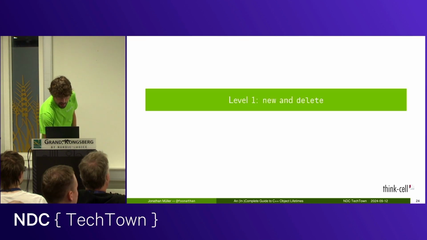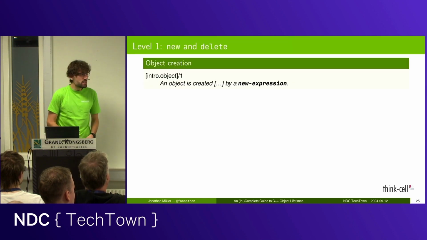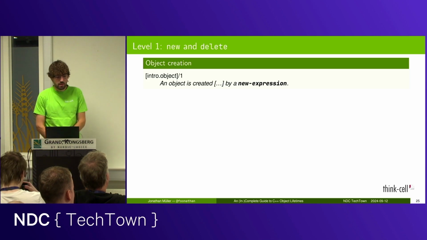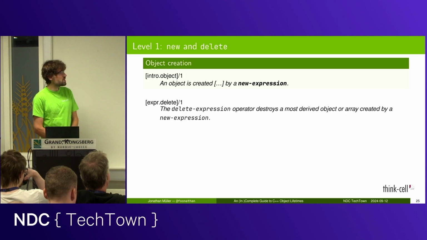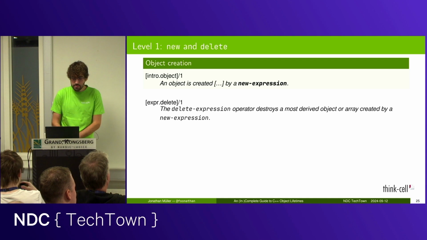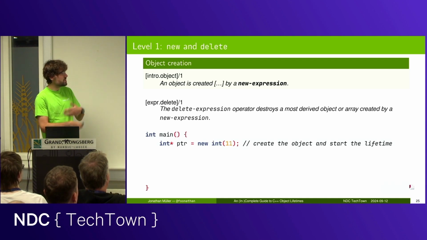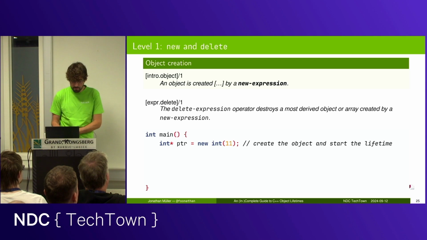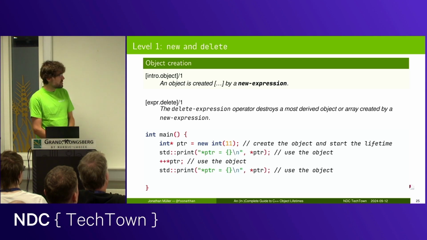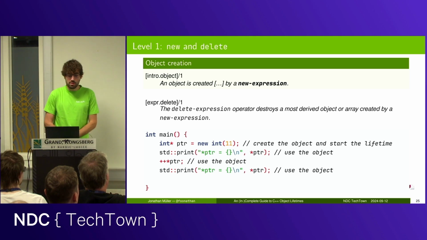So let's look at new and delete. An object is created by a new expression. And then we've got a corresponding delete expression which destroys an object. So what we can do here is write new int. This will create the object, allocate storage for it, and start the lifetime. Because new both allocates storage and also does initialization, it will also start the lifetime, because we did those two things.